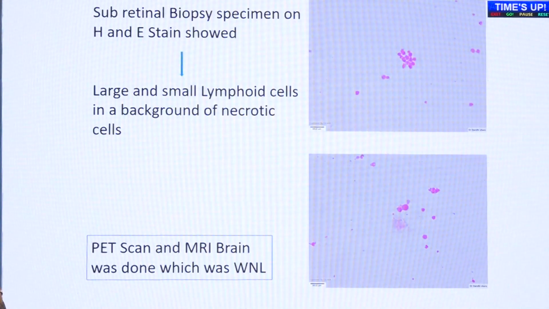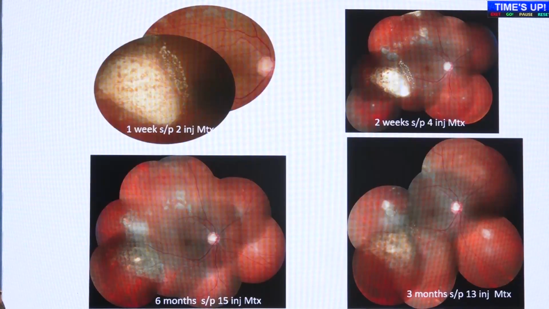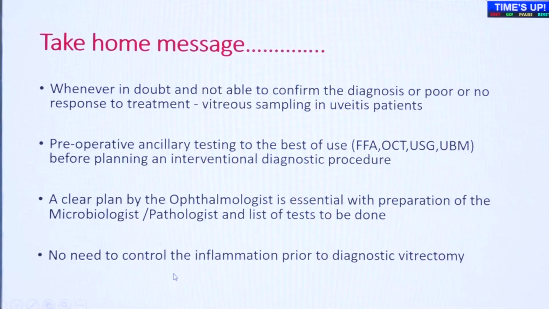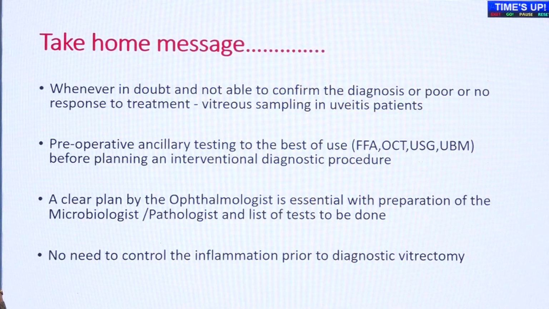This was a repeat subretinal biopsy, performed by me, where I collected a sample of the subretinal deposit, and this was subjected to various tests. It showed that this was in fact a patient with B-cell lymphoma, and the patient was subsequently evaluated with a PET scan and MRI brain. He was then treated with intravitreal methotrexate injections. You see this is after 2 injections, after 4, after 13 injections, and after 15 injections of methotrexate the lesion has completely regressed, and the patient still maintains a vision of 6/9 in this eye.